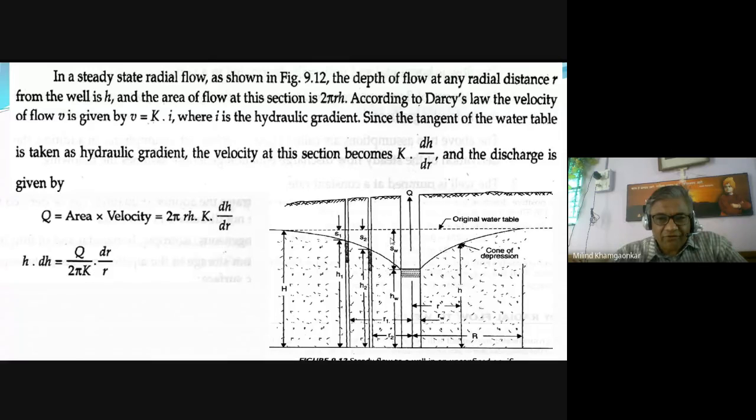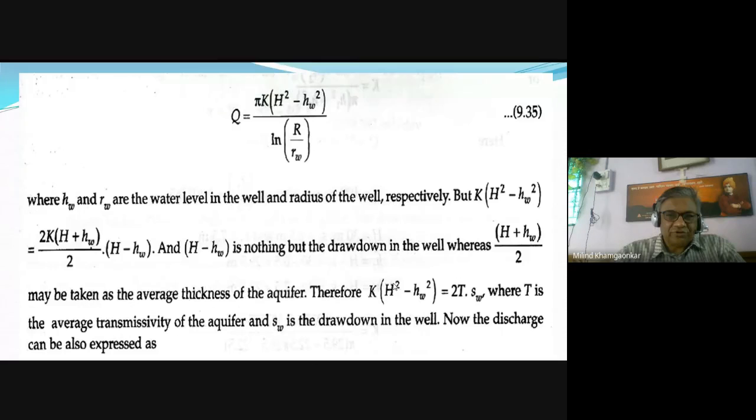In this form we can write it down. How? Let us see. So πQ is equal to πK, instead of H1 we can write capital H square, instead of H2 we have written the depth of the water in our main well under study, HW. So H square minus HW square, log of capital R over RW, where RW is the radius of our well under study.